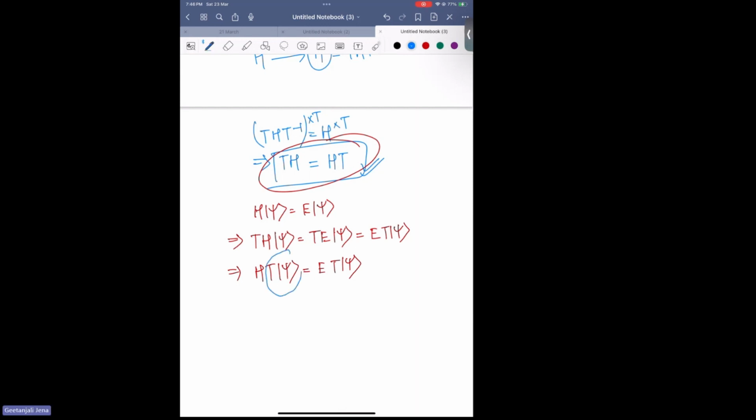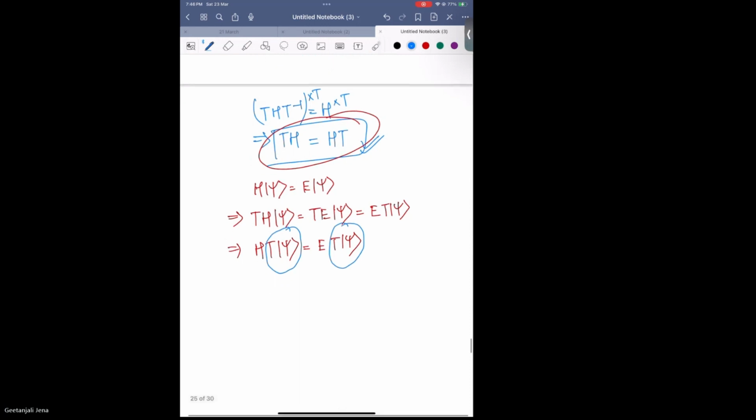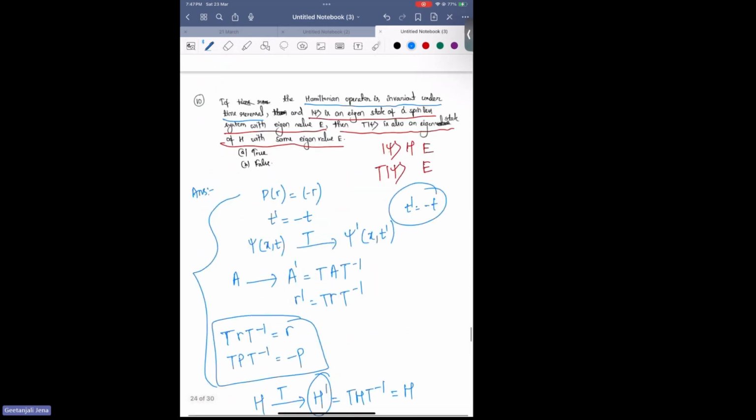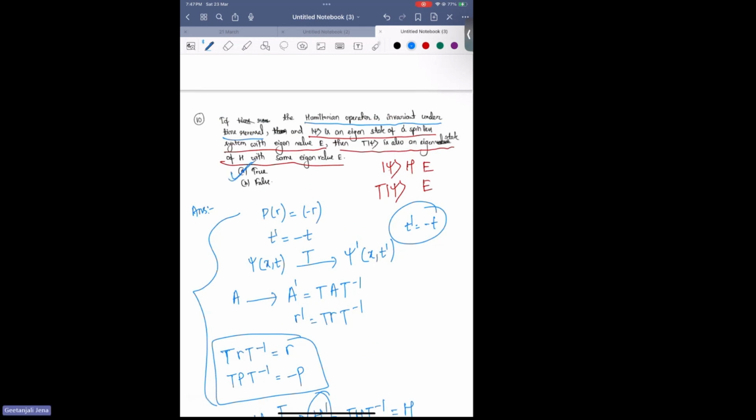So this is nothing but an eigenvalue equation with eigenvector T psi. That means if you have a Hamiltonian that is invariant under time reversal, and an eigenstate of this Hamiltonian is psi with eigenvalue E, then the same Hamiltonian will have eigenstate T psi with the same eigenvalue E. So the answer will be true.